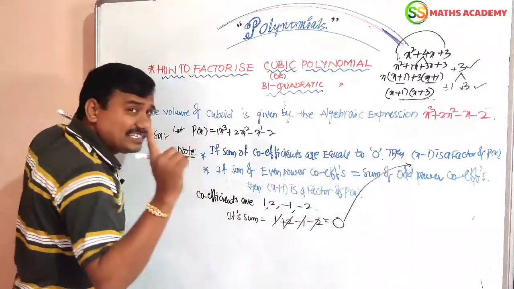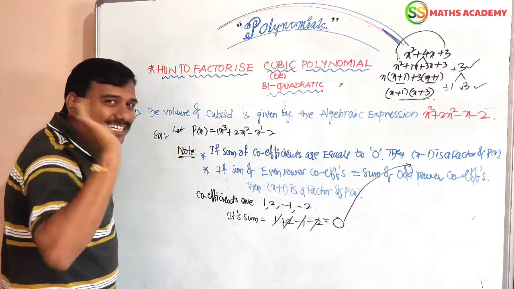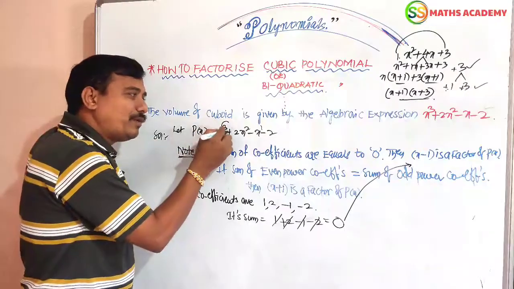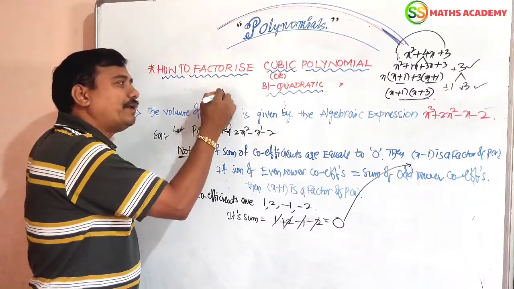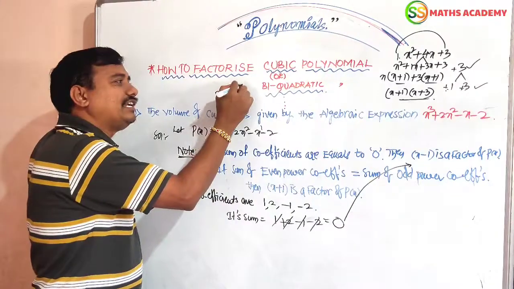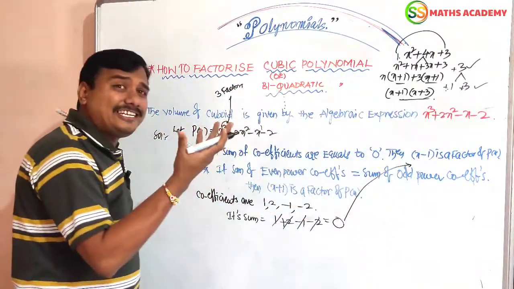Yes, you can write x minus 1 is a factor. Clear? Yes sir, it is a cubic polynomial. We should get compulsory 3 factors. Out of 3, I got 1 factor directly.